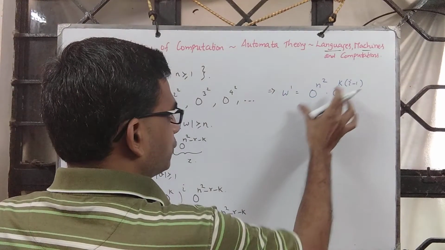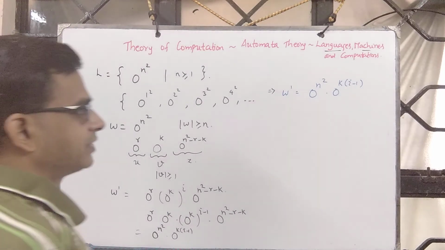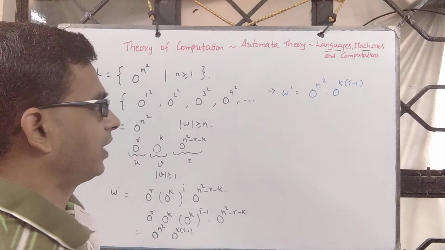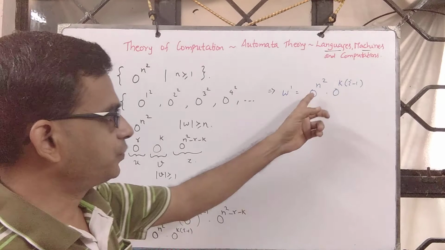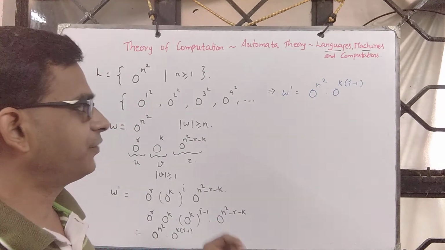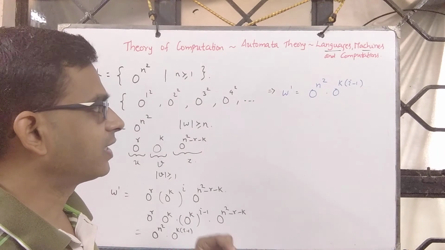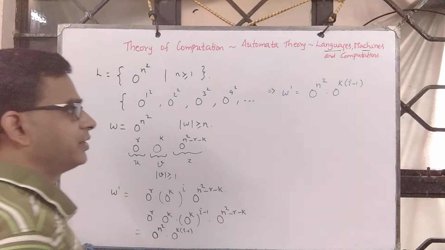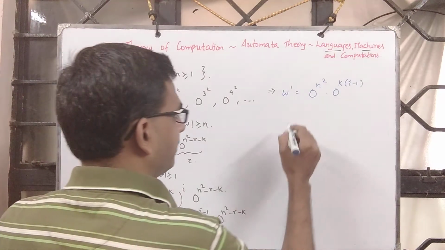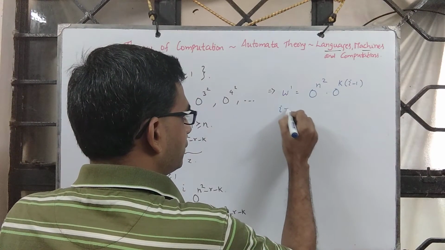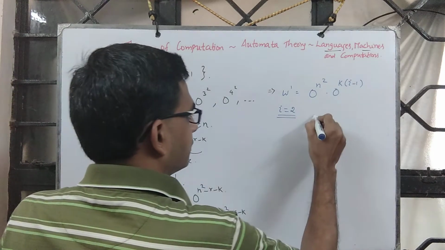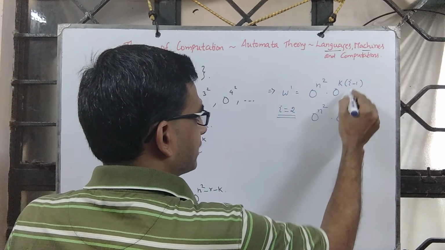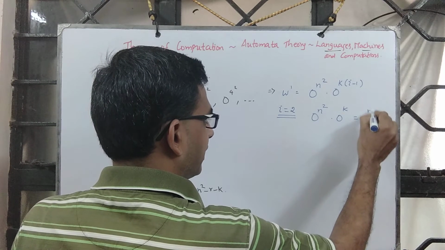Now we need to choose one value for i such that the resulting expression is not a perfect square. In the earlier one, we wanted to choose i such that it is not a prime number, so we were looking for the value of i such that on simplification it was giving us a composite number. On a similar line, let's attempt the following. Let me choose i to be 2. Now we get 0 power n square times 0 power 2 minus 1 times k, so it is 0 power n square plus k.